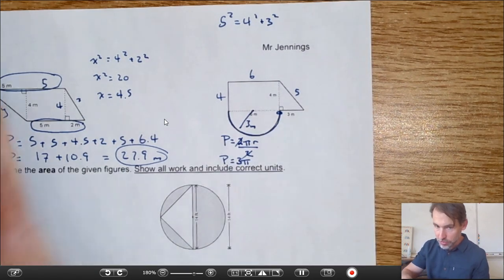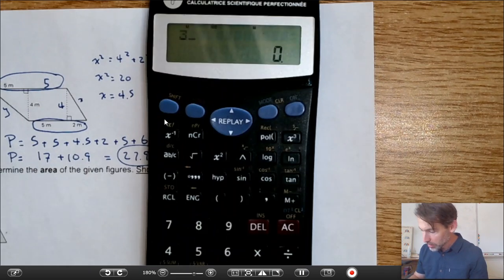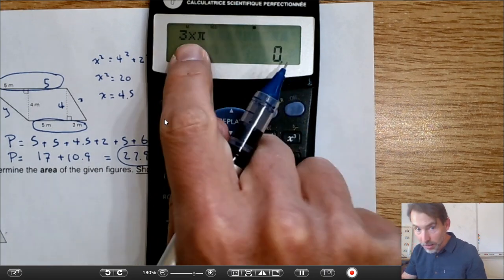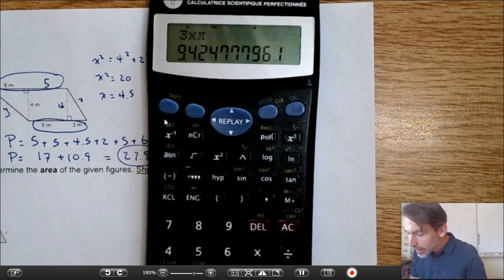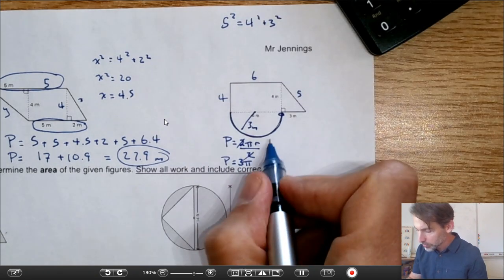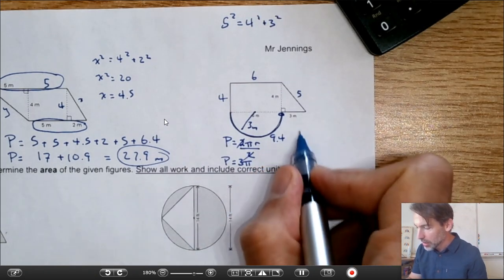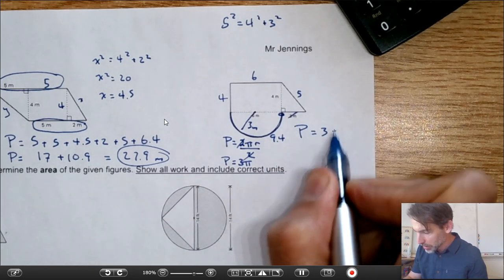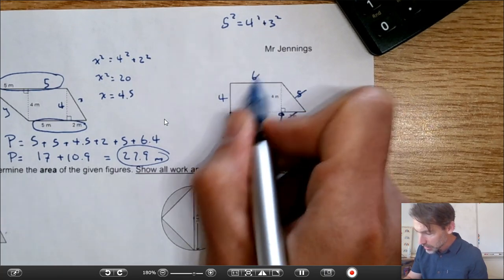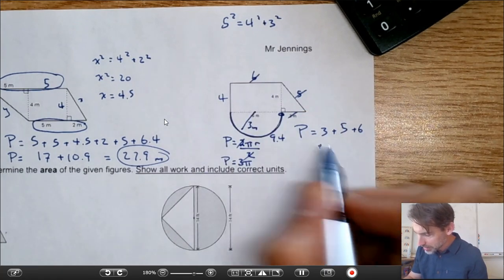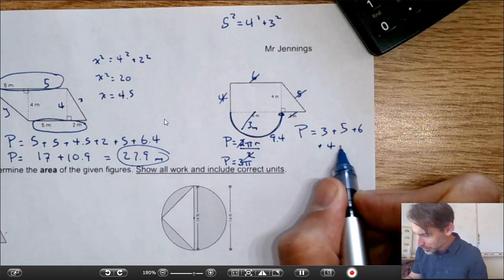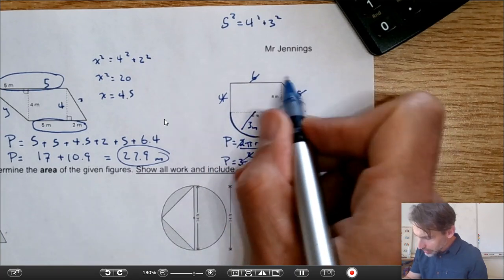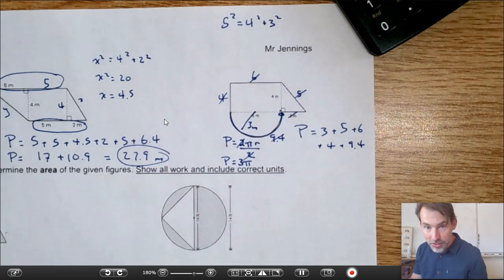3 pi is, use the pi button on your calculator, 3 times pi is equal to 9.4, that will do just fine. So this bit's 9.4, okay? Perimeter is add all the sides together. Perimeter is equal to 3 plus 5 plus 6 plus 4 plus 9.4. And then we've gone all the way around the outside. Okay, we only count the outside bits.